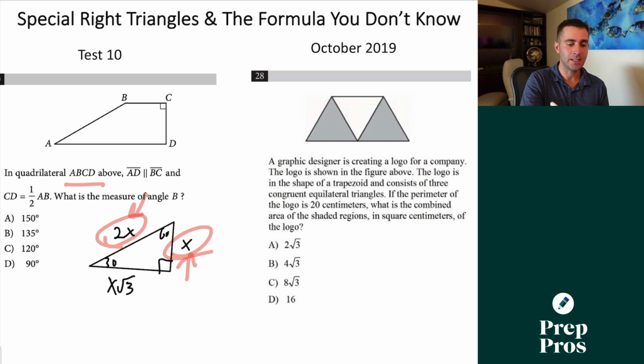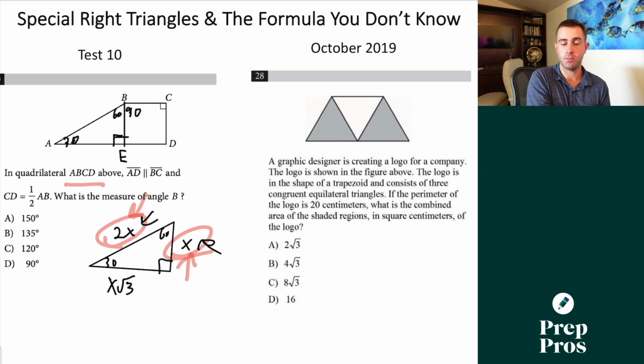So since CD is 1/2 of AB, that also means if we take a line here, let's say this is point E, that also means that BE would be 1/2 of AB. And that is the exact same as our ratio of x to 2x. And that lets me know that this must be a 30, 60, 90 triangle then. So this is 30 and this is 60, and this is going to be 90 because it's going to create a right angle there. Therefore, the measure of angle B is going to be made up of 60 plus 90, which is going to give us our correct answer of 150.